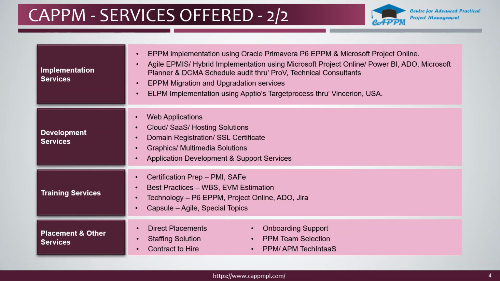And we also do implementation services of enterprise project portfolio management tools, Oracle Primavera P6 EPPM and Microsoft Project Online. On the Agile front, we do implementation of Azure DevOps Boards and Jira Software. In enterprise Agile planning and ELPM, the lean portfolio management tool, we use Aptitude Targetprocess, through Vincerion, and we do that implementation. And others: we have development services, training services on different project portfolio management and Agile trainings. And also we do placement and other services related to direct placement, contract to hire, or PPM interview as a service, onboarding services. Those also we do.